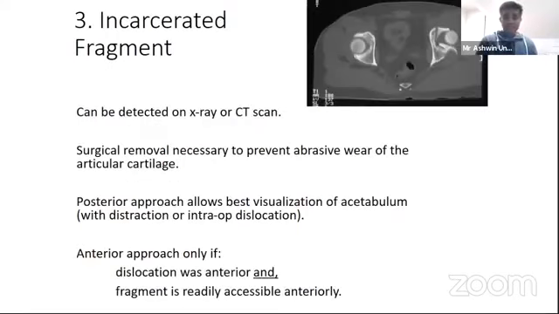Now, incarcerated fragments, as I previously said, are much better assessed if you have a CT. Appreciate that if you have very small fragments, surgical removal is necessary to prevent abrasive wear of the cartilage, because what you don't want is small fragments or loose bodies around there, which cause further arthritis of the hip. Okay, it's very hard to know how much to remove, but you want to make sure that you have a congruent hip at the end.